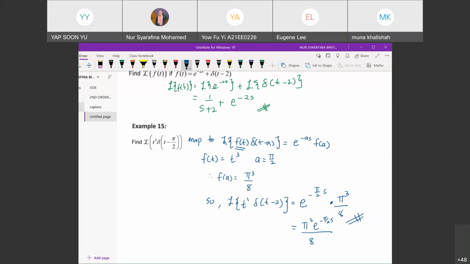All right, so let's take a look at the next one. Okay, example 16. By referring to example 15 here, try example 16. What should you get? Same process. You have your FT, you find your A, and then you find your FA, and that's it. Exponent negative A as FA. What should you get here?